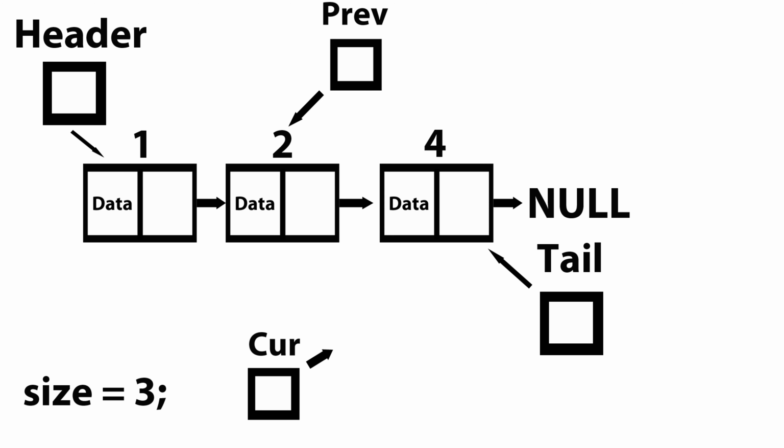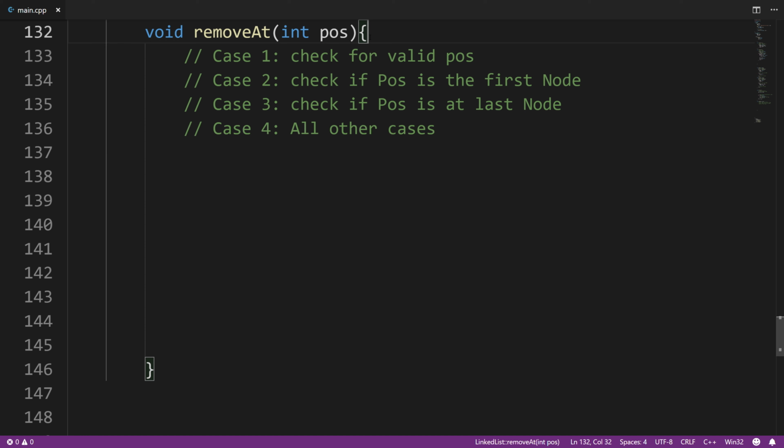So now let's actually take a look at the code. Alright, so to start off, you can see we have our remove at method. It's not going to return anything. And we're just passing in the position, and the position being the node that we want to delete at a certain position. So we have our test cases here, case 1, 2, 3, and 4.